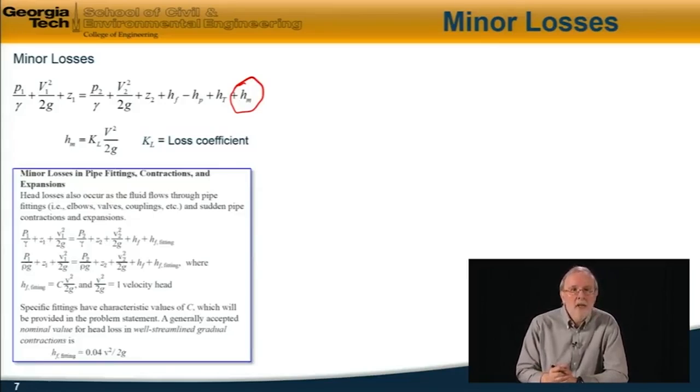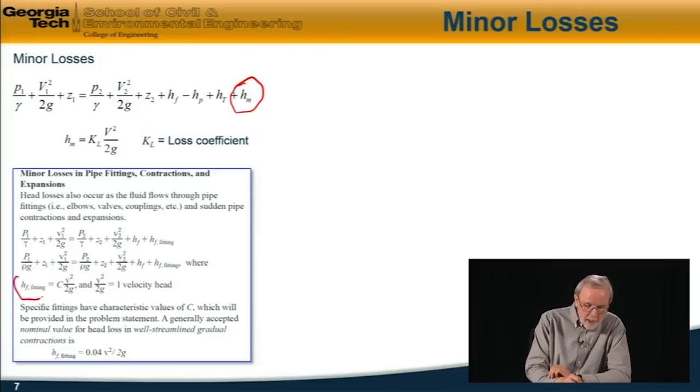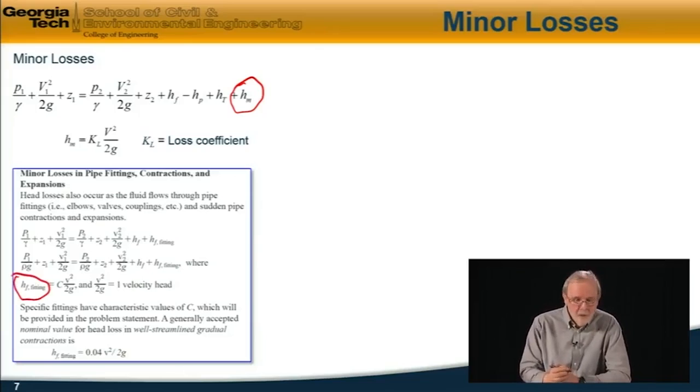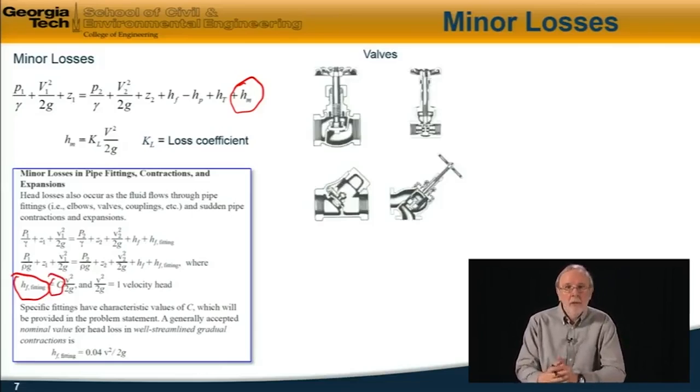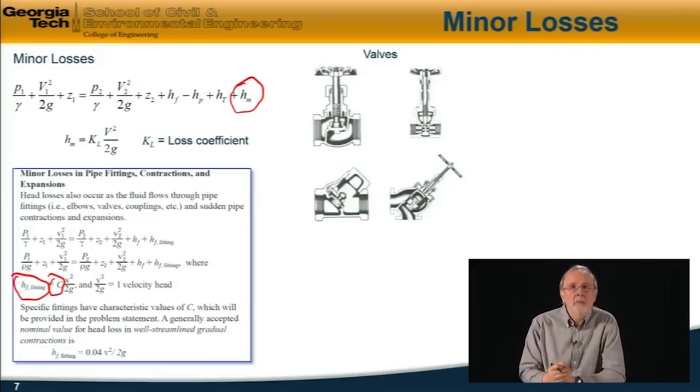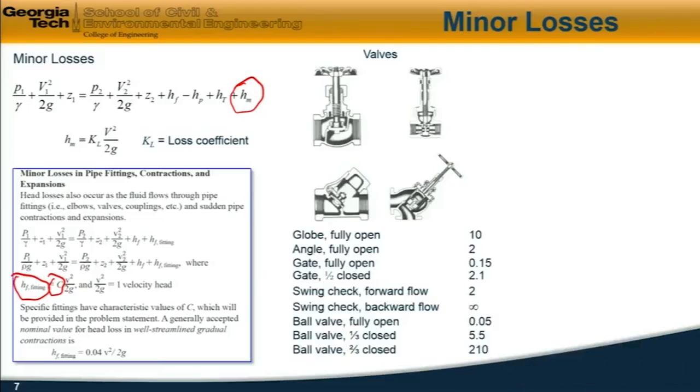Here is the corresponding section in the reference manual where they express the minor losses. They call it HF for a fitting, but a more common term is a minor loss, and the coefficient they express here as C, the loss coefficient. And the value of the loss coefficient, generally speaking, is not something you can predict. You have to look it up in tables or manufacturers' handbooks, etc. For example, different types of valves. Here are some examples of valves: globe valves, angle valves, gate valves.